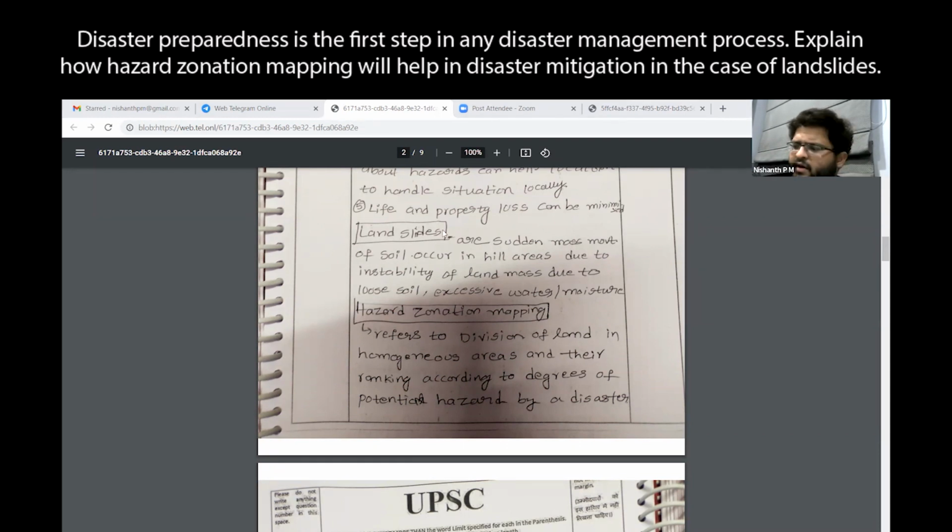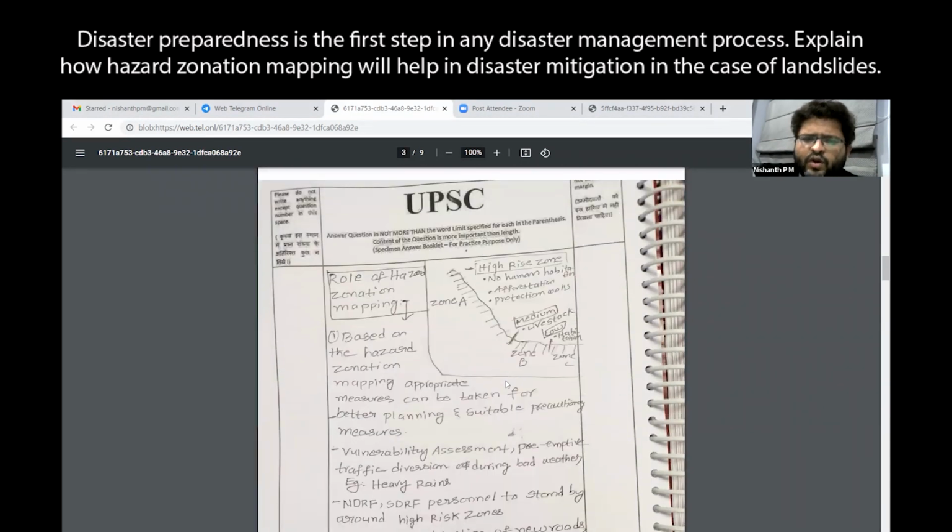Yeah, okay, so that is the thing. And hazard zonation, you could have written this. You could have drawn the diagram with regard to India's map. It would have been much better.